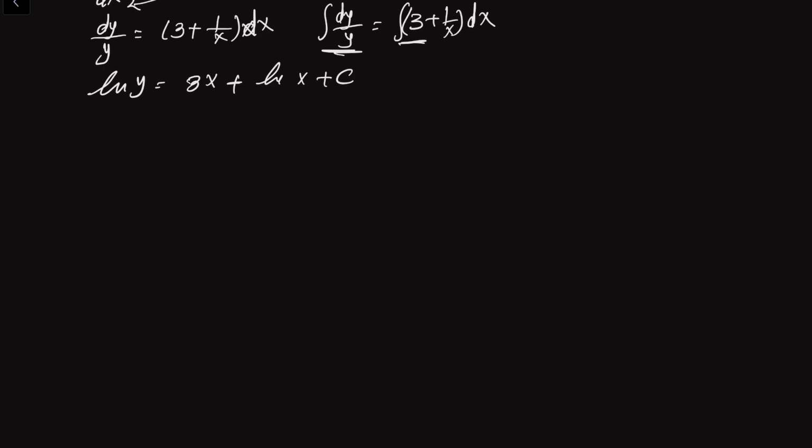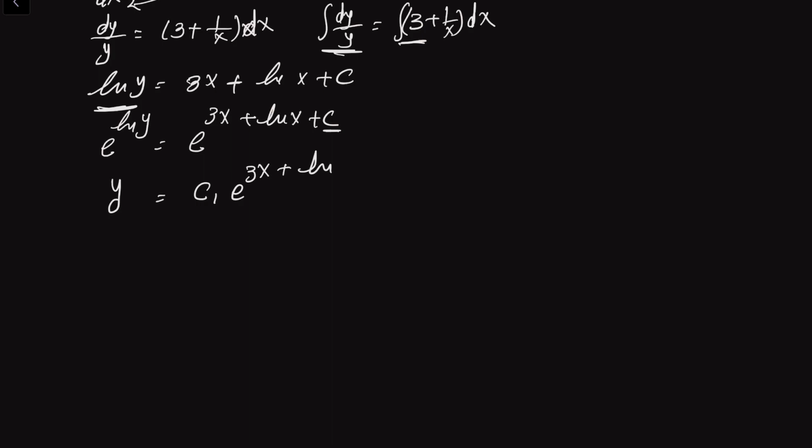Okay, now how do we get the y from here? Usually we take the e function, so e to the value of this, to be able to get the y. So it will be e to the natural log y equal to e to the other side, 3x plus natural log of x plus c. So e to the natural log of y is equal to y. Now e to the c is a constant, I'm going to call it c1. So y equals c1 e to the 3x plus natural log of x. Okay, so far so good.